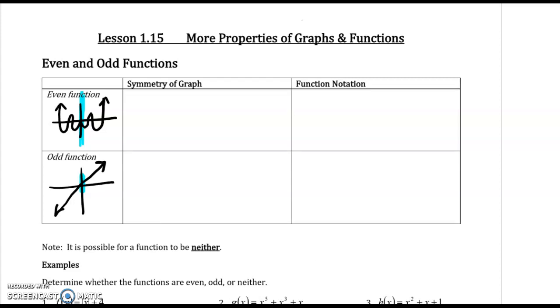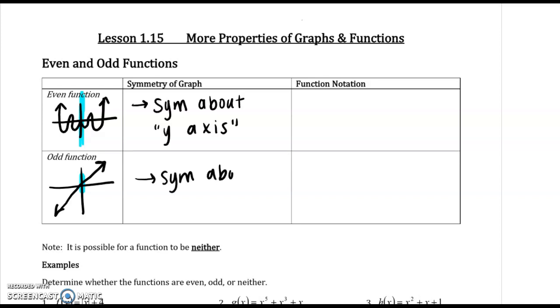The symmetry of this graph is about the y-axis, whereas the symmetry here is about the origin. Okay, so here's how we can check that.